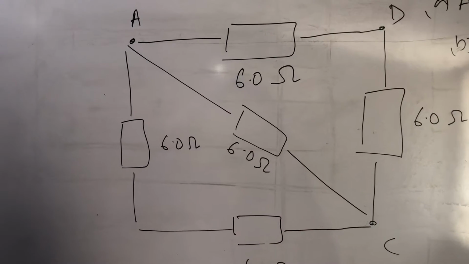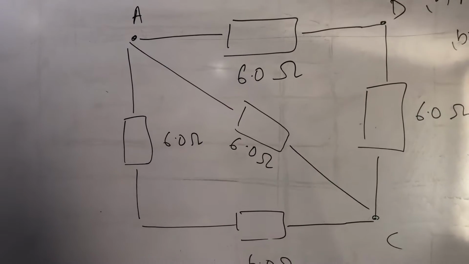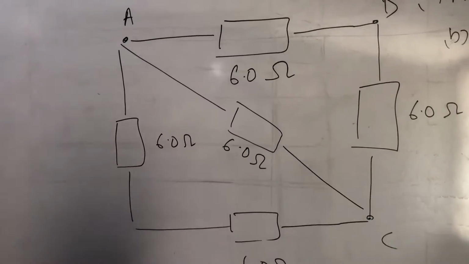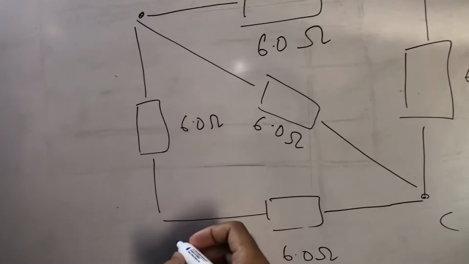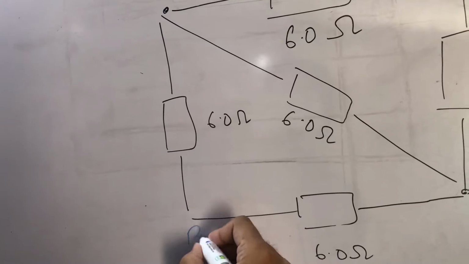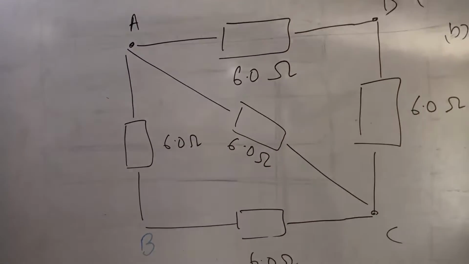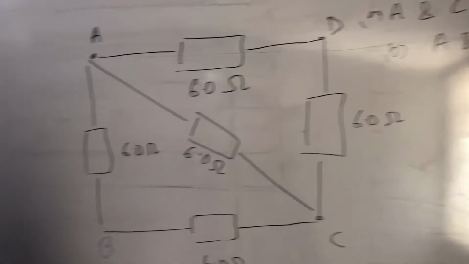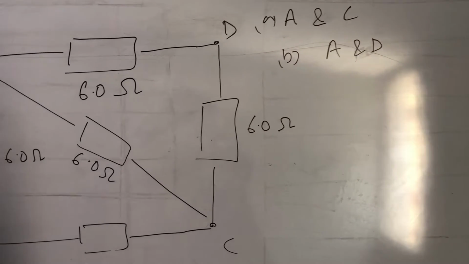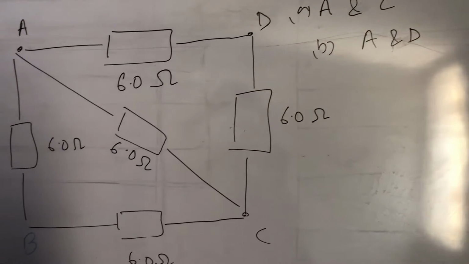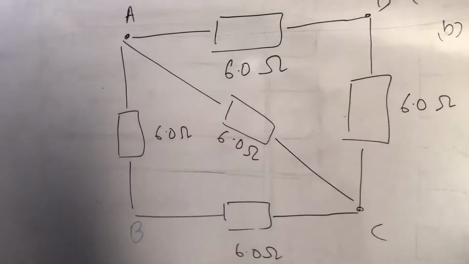If you look at this diagram, we have points A, B, C and D. This is B. Okay, so A, B, C and D. We have to calculate the resistance between A and C first, and then between A and D. Okay, for A and C.